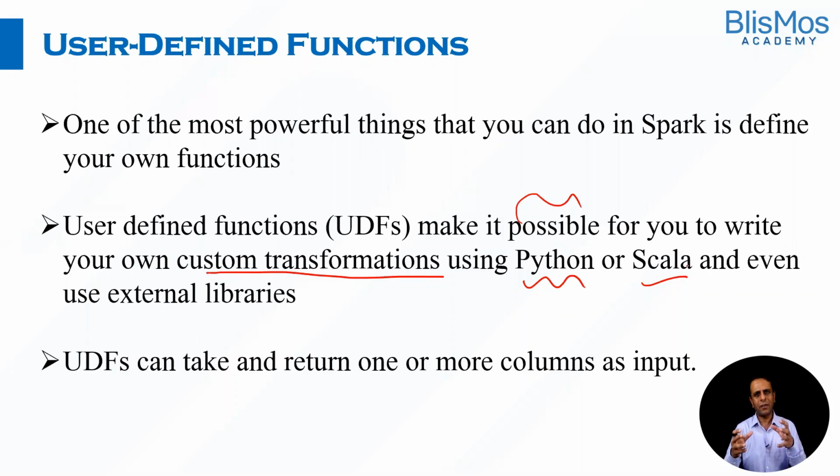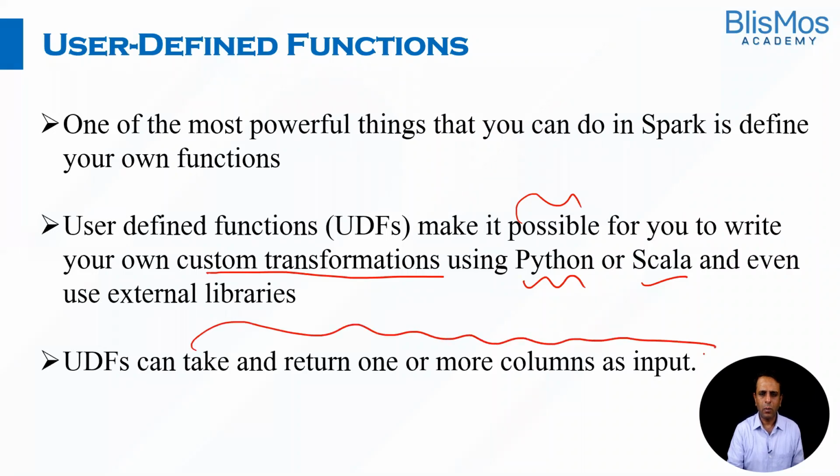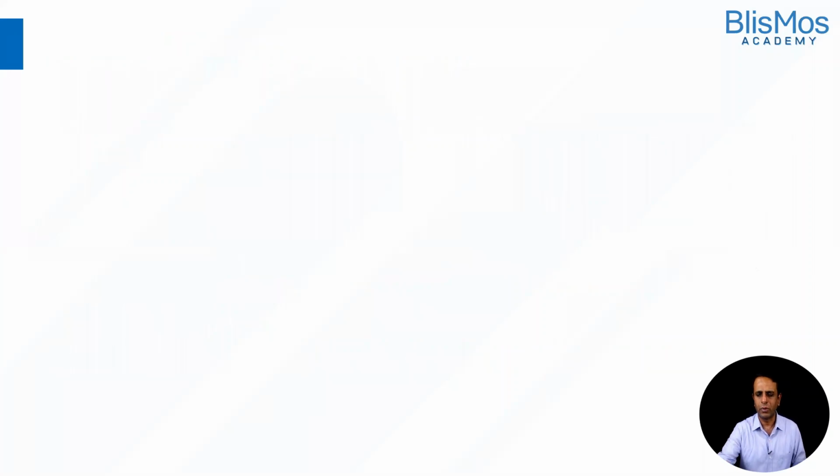So what exactly the functions do is they take and return one or more columns as an input. At the end of the day, we are trying to manipulate the columns as a part of this whole transformation, right? So the functions which are defined by us, which are user-defined functions, will take and return one or more columns as an input.